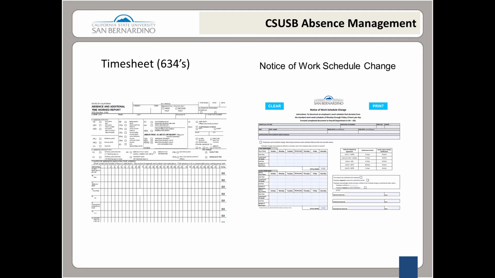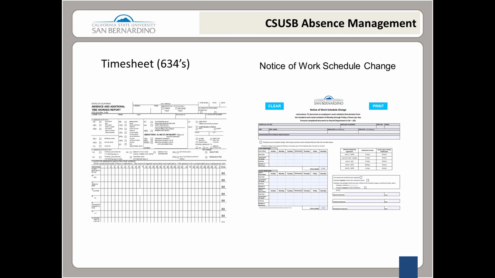These are samples of forms that you may encounter as a timekeeper. The 634 on the left is the state of California 634 that is typically used if there is a dock, somebody doesn't have enough time to cover vacation, or if somebody is getting paid out for something, maybe for overtime. There's also another 634 that's the CSUSB 634 that's used for corrections.